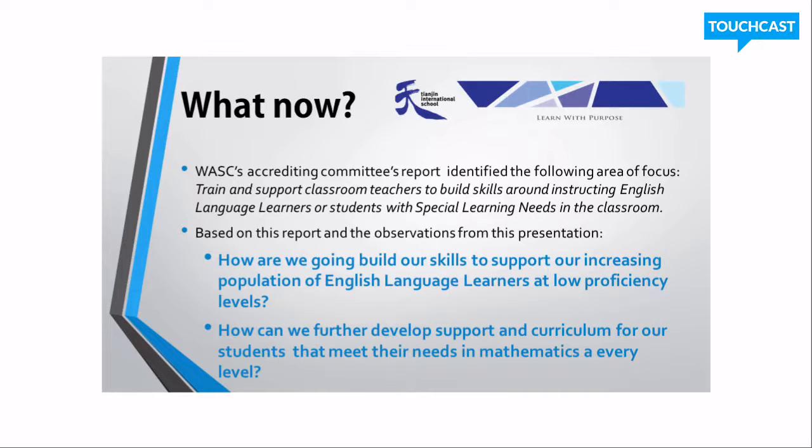Based on this report and the observations from this presentation, how are we going to build our skills to support our increasing population of English language learners at low proficiency levels? How can we further develop support and curriculum for our students that meet their needs in mathematics at every level? I hope these are questions that bring solutions to our learning problem with English language learners at low proficiency level.